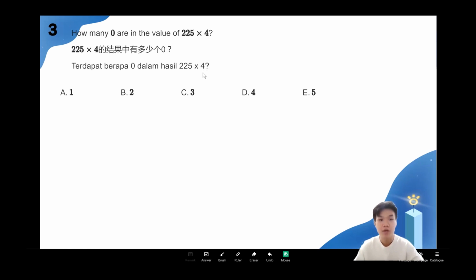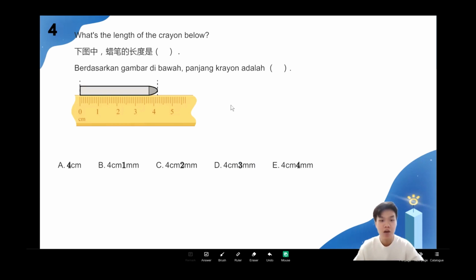Question number 3. How many zeros are in the value of 225 times 4? Use 225 times 4. We start with the ones digit. 4 times 5 is 20. 4 times 2 is 8 plus 2 is 10. 4 times 2 is 8 plus 1 is 9, so 900. And there are 2 zeros. It is C.